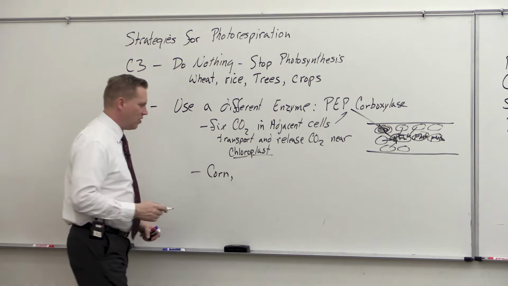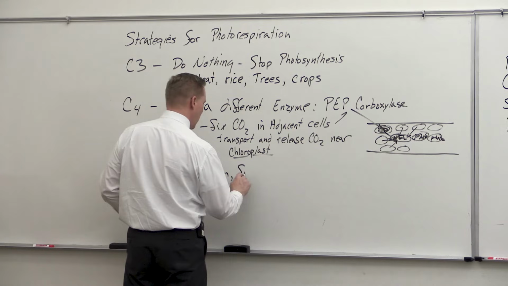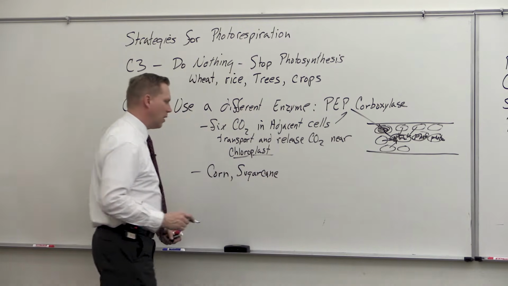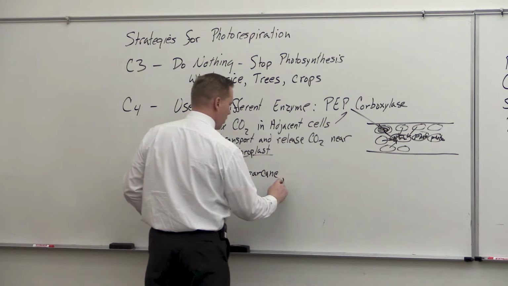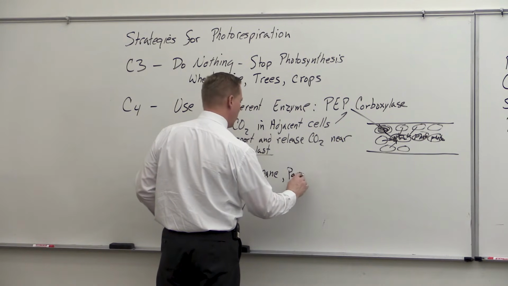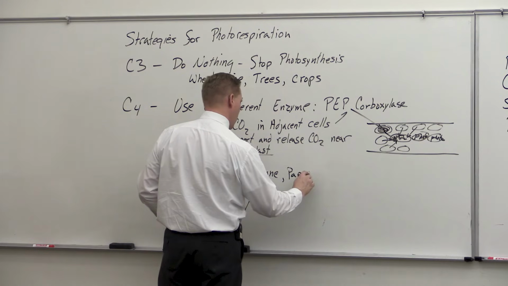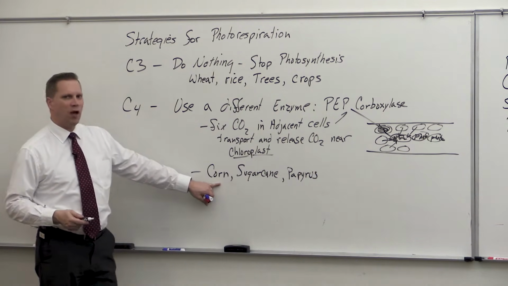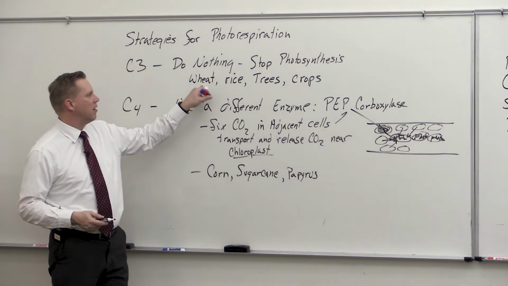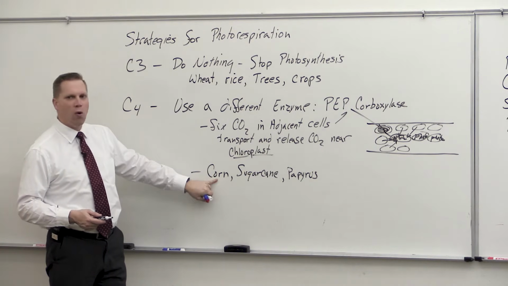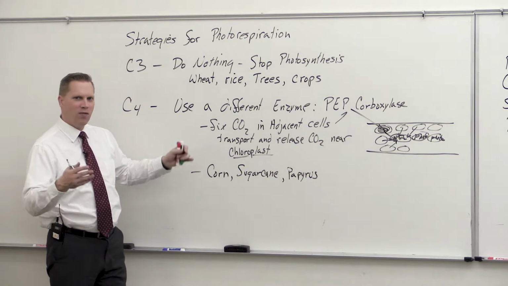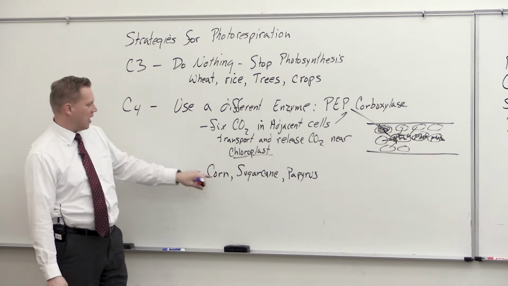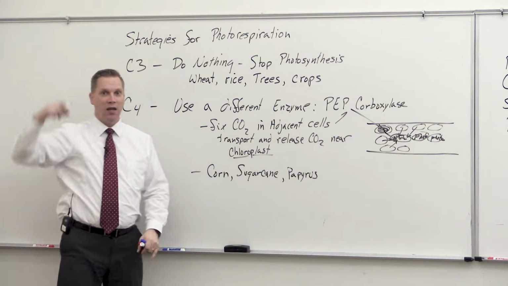Some common ones: corn is actually a C4 plant. Sugarcane, fortunately, is a C4 plant. There's some other ones. Interestingly, papyrus is a C4 plant. And notice that when you compare wheat and its growth cycle with corn and its growth cycle, in the same season, you'll look out in the farmer's fields and the wheat will be growing this high and the corn will be growing this high.